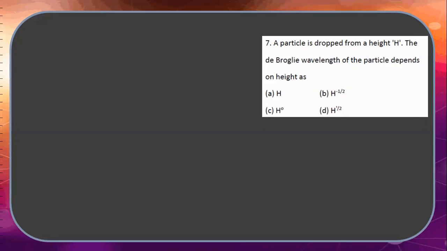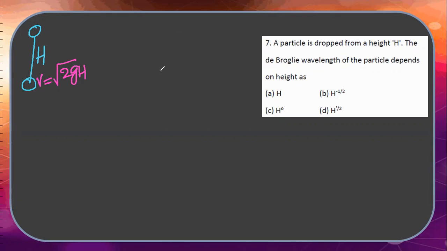What is given? A particle is dropped from a height h. The de Broglie wavelength of the particle depends on its height as. So a particle, whenever it is dropped from a certain height h, what about its velocity? V is equal to square root of 2gh.